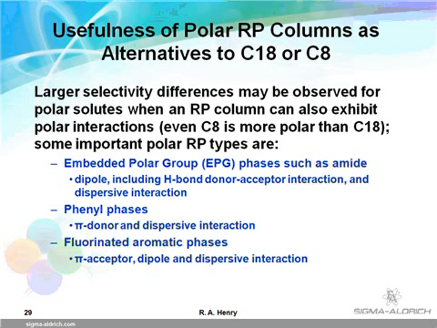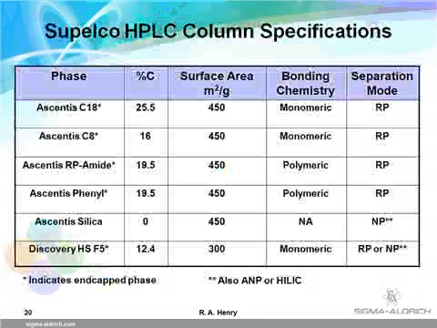It is important to appreciate that complex molecules can interact by more than one mechanism, making it difficult to predict results without injecting samples. In this introductory seminar, we will briefly describe some types of polar interactions that can occur with amide and phenyl columns, and show some examples of improved retention and selectivity over C18. A comparison of selected Supelco columns is shown in the next slide.